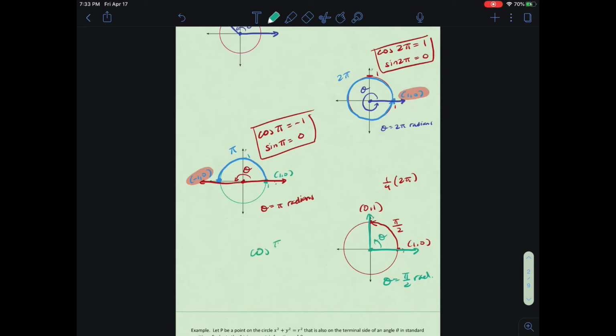And now if you want to find cosine of pi over 2, all we're going to do is take a look at this point right here, and we know that cosine corresponds to the x coordinate of the point on the unit circle, and we know that sine of pi over 2 corresponds to the y coordinate of the point on the unit circle, and we can easily find cosine of pi over 2 and sine of pi over 2. So hopefully you notice that the distance that we travel around the unit circle corresponds to the angle in radians that's created.